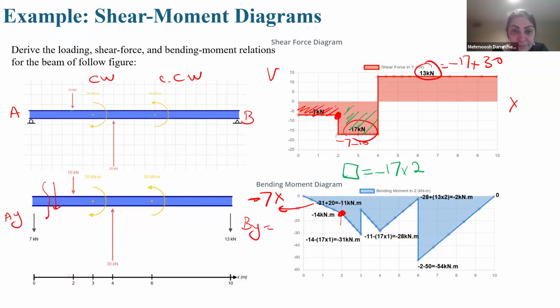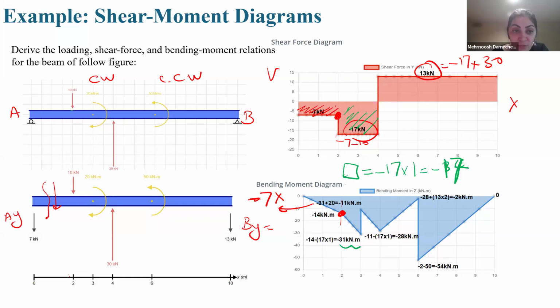Okay. And we find another point. Yeah. Sorry, we reached to this point. It should be 1 because we have concentrated moment here. Times 1. Minus 14, minus 17, reach minus 31. Okay, we reach to this moment.